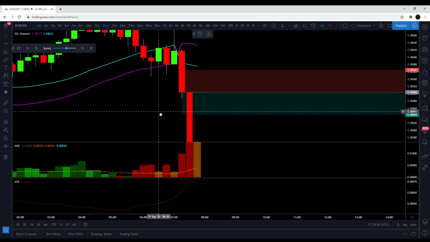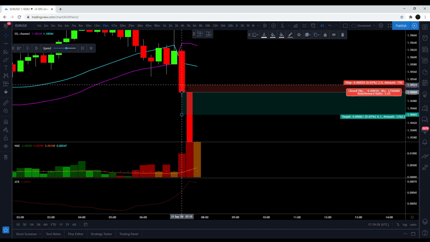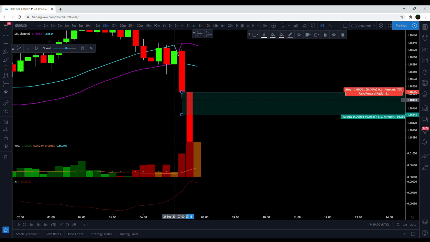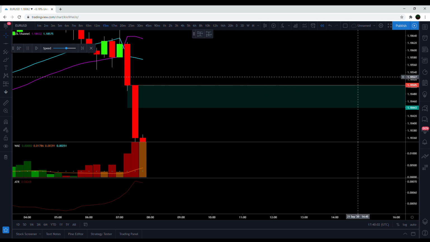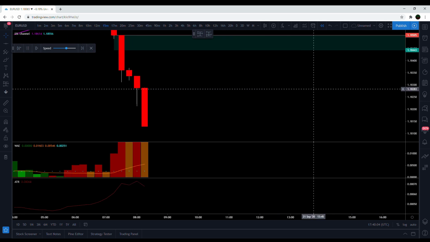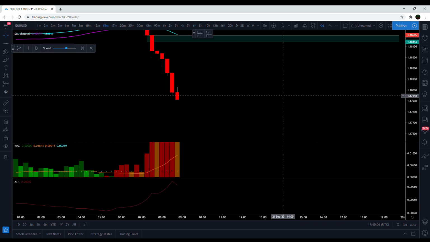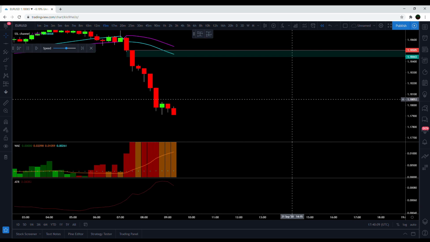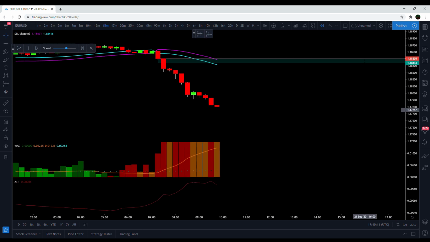Okay, so stop loss moved to break even. First profit target wins. And okay, so this might be a trend capture. Let's see. Yeah, all right.